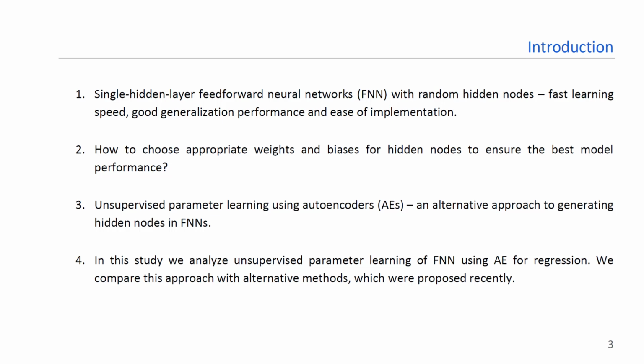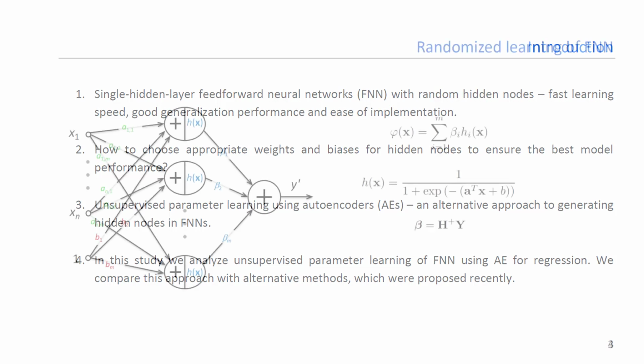A challenging and still open problem in randomized learning is how to choose appropriate weights and biases for hidden nodes to ensure the best model performance. Recently, unsupervised parameter learning using autoencoders was proposed, which brought very good results in classification problems. In this study, we analyze this method for regression. We compare this approach with alternative methods which were proposed recently.